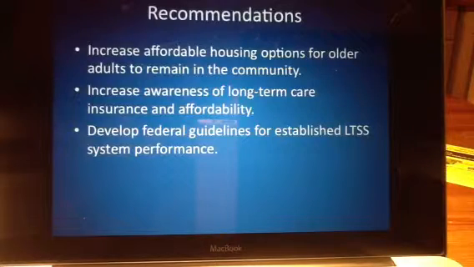In addition, we need to increase affordable housing options for older adults to remain in the community. One of the biggest issues is that housing has become unaffordable for most older adults, especially those who are listed under Medicaid. We must increase awareness for long-term care insurance and affordability so that way older adults do have the ability to afford long-term care. And we need to develop federal guidelines for established LTSS system performance.